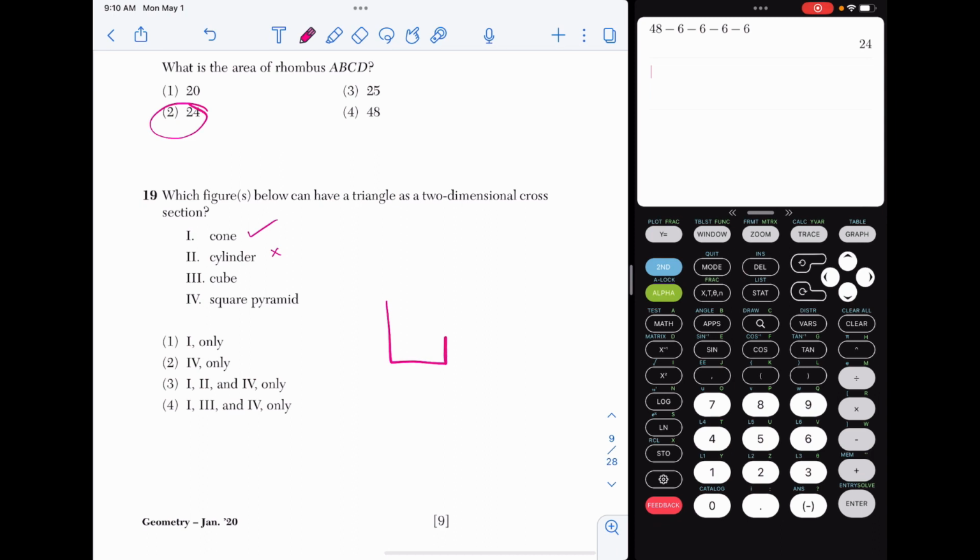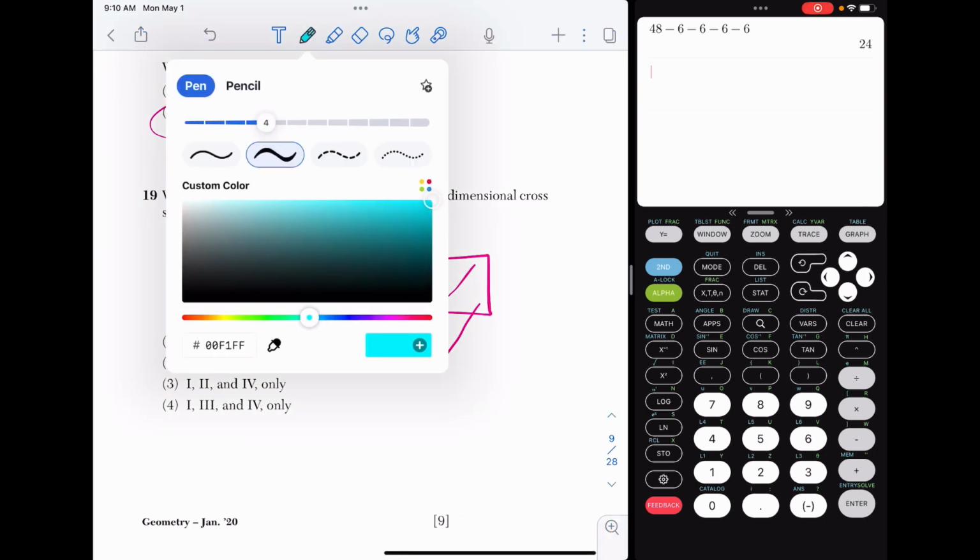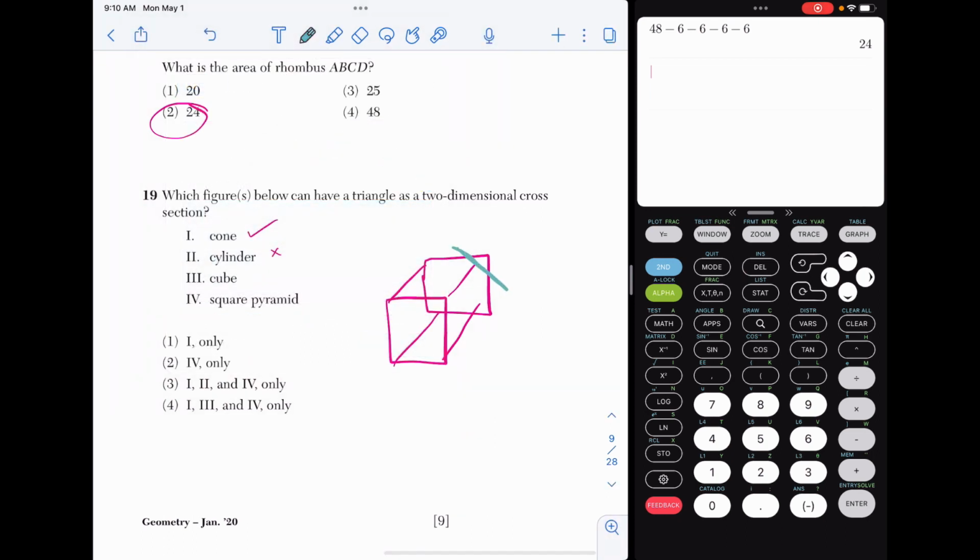But if you imagine a cube, and I try and just draw one here. Imagine that you just took a knife and sliced off the corner. You're going to get this little triangular shape there. So I can get a triangle for the cube. And then a square pyramid. Pyramids have triangular sides, so I definitely can get a triangle there. So Roman numerals 1, 3, and 4 would work. And that gives us choice 4.